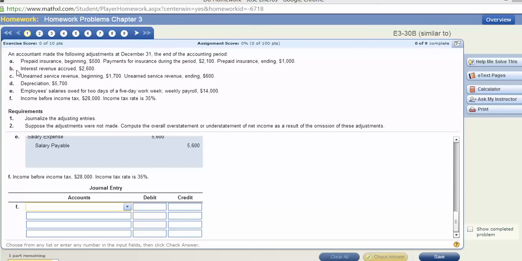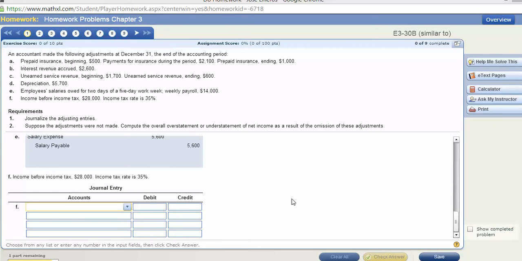Hi everyone. Last but not least, let's go ahead and finish out this problem. This is an example of a homework problem for Chapter 3, and I tried to take you through all the adjusting entries. Remember, an adjusting entry is required for depreciation. An adjusting entry is required for any time we receive money and we haven't truly earned it yet. And an adjusting entry is required for any money we paid and we haven't truly owed it yet. In other words, we're prepaying.